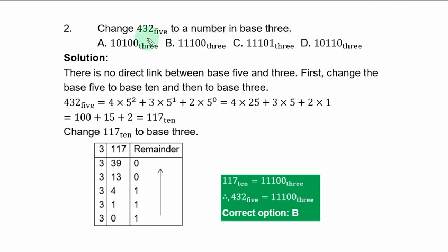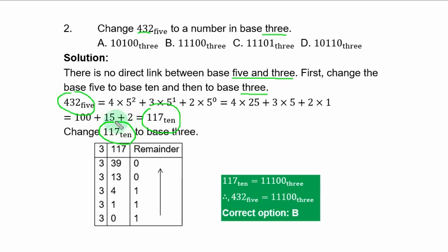Question 2. Convert or change 432 base 5 to a number in base 3. Solution. There is no direct link between base 5 and 3. What you do first is to change the number to base 10 from base 5, then change that result in base 10 to base 3. So if you change 4, 3, 2 base 5 to base 10, you have 117. Then you change 117 to base 3.